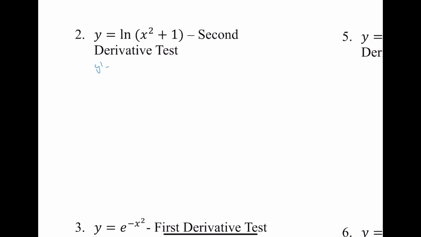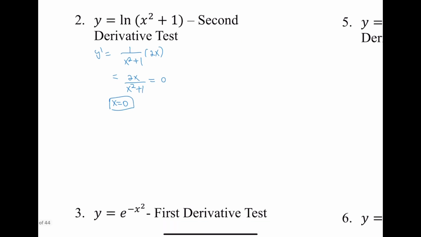And then y equals ln of x squared plus 1 with the second derivative test. So y prime is equal to 1 over x squared plus 1, and then 2x, which is our chain rule. To find when this is 0 or undefined: 2x equals 0, so x equals 0. For undefined, x squared plus 1 is never equal to 0. So we only have one candidate.